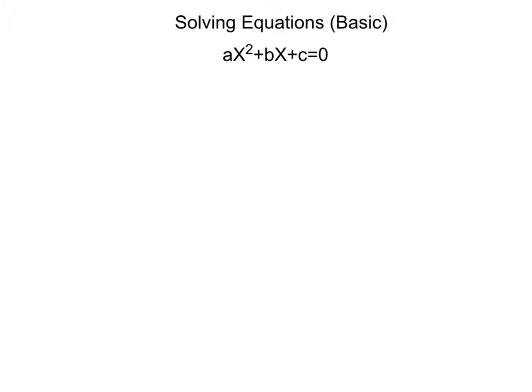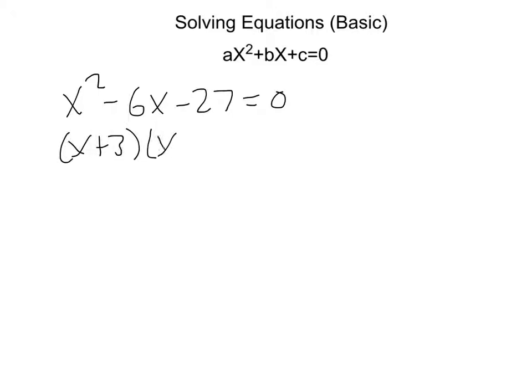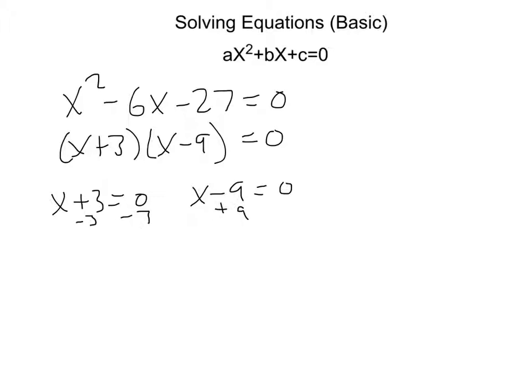Okay, so our next one, let's do x squared minus 6x minus 27 equals 0. Pretty similar. Pause the video and try and factor this. Hopefully you got x plus 3 times x minus 9. Same thing, we set both of them equal to 0 because it's still equal to 0. So we say x plus 3 equals 0, x minus 9 equals 0. Solve for x on both of them, so minus 3 and plus 9. X equals negative 3. X equals positive 9.